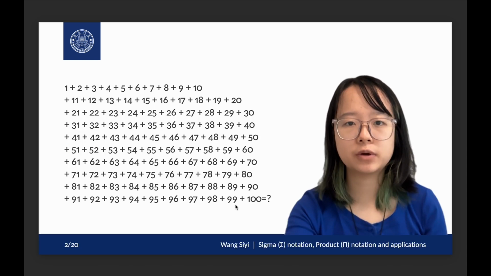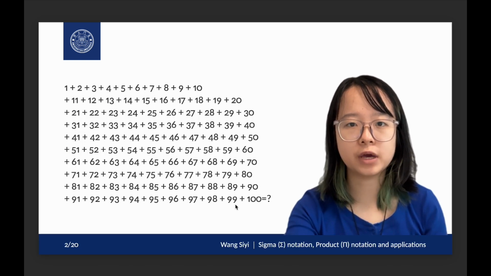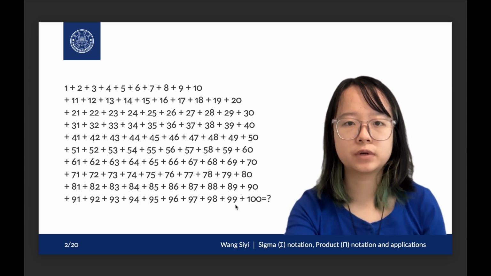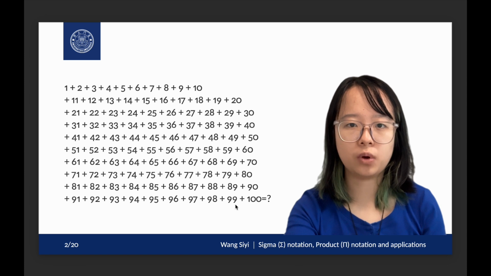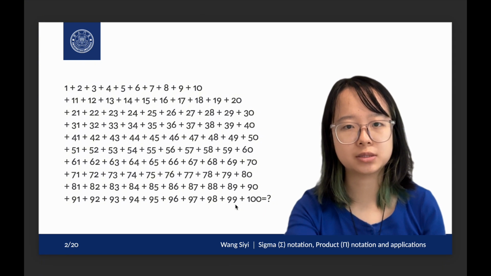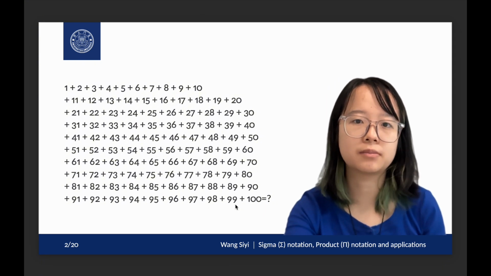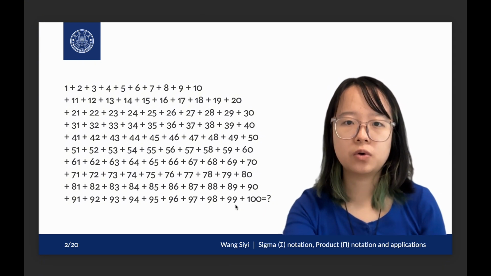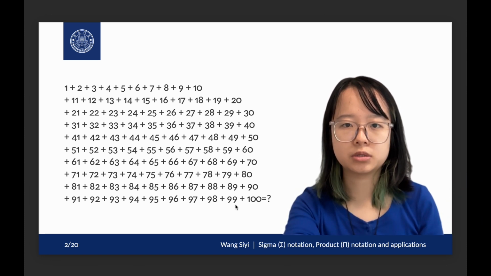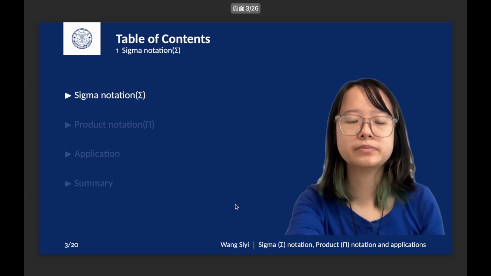I believe all of you have heard the story of the young Gauss figuring out the problem of summing from 1 to 100. But as you can see, this problem is really messy to write down because there are too many numbers. So for problems like these, here come the sigma notation and the product notation.